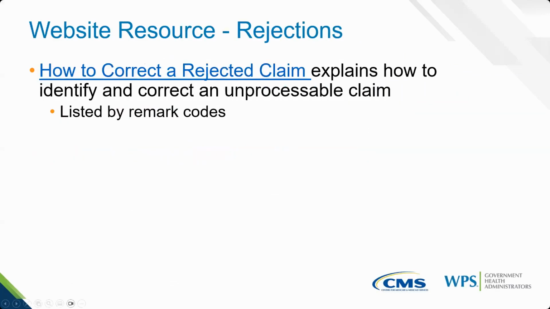This is that website resource I mentioned, how to correct a rejected claim. When you look at that resource on the WPS website, you will see that we list remarks codes for rejected claims. Those remarks codes that I talked about earlier. By the different remarks codes, you will know what you need to do to correct and resubmit that claim. So that's another great resource.